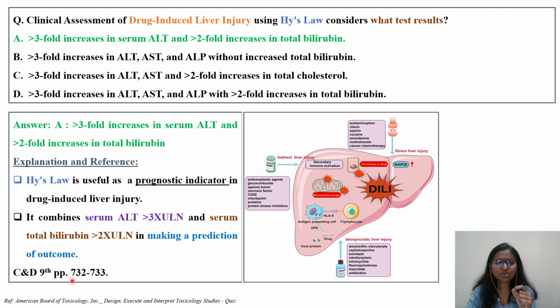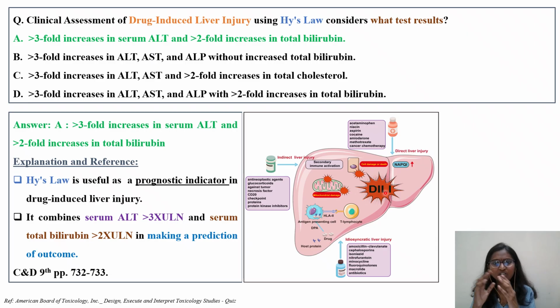In addition, the American Board of Toxicology has given the reference Casarett and Doull 9th edition, page number 732 and 733. Okay, let's see what we can learn from this one. And additionally, you also make a list of drug-induced liver injury. So what are the drugs? What are the different classes of the drugs which are causing liver injury?